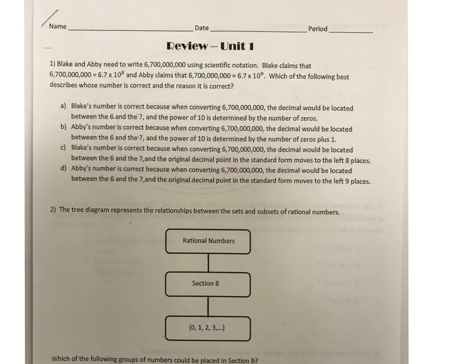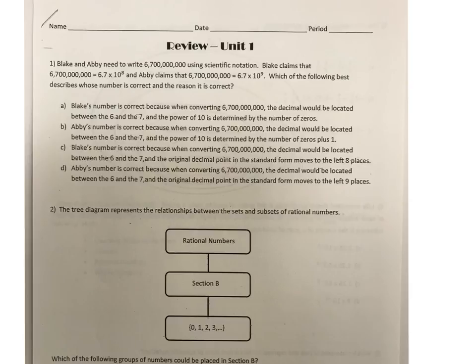6,700,000,000 using scientific notation. Blake claims that it is equal to 6.7 times 10 to the 8th, and Abby claims that it's 6.7 times 10 to the 9th. Which of the following best describes whose number is correct and the reason it's correct? So we're just going to first of all look at which one.